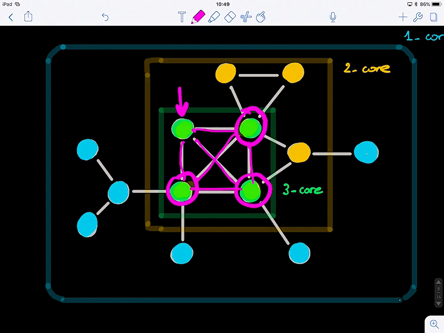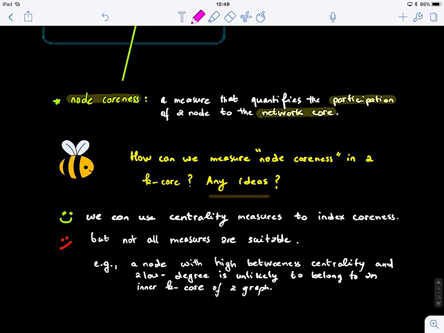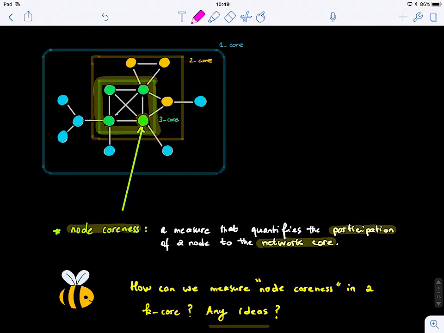So, right, now, things to reflect on more. How can we measure the node coreness in a k-core? How can we possibly measure the node coreness? I gave you some hints. So any ideas? So the node coreness, what is its definition? It's a measure that quantifies the participation of a node to the network core, or its importance, how important it is, or how highly connected it is within the network core. So what kind of measures can we possibly use based on what we saw in the previous lectures to quantify the coreness of a node?